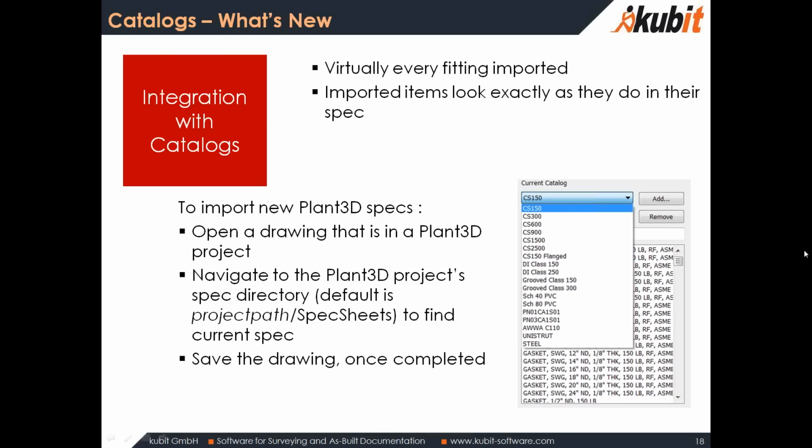Now, we are going to have these slides available for download, so this part at the bottom here is just to show current users the new process for importing your Plant 3D specs. It's slightly different. The only difference is now you have to be in a drawing that's currently in a Plant 3D project, and you have to navigate to that specific spec sheet folder. We need that because we have to be inside of the plant project in order to bring in the actual graphic representation of the objects. And once you're done with that, save the drawing, and all of that gets saved.